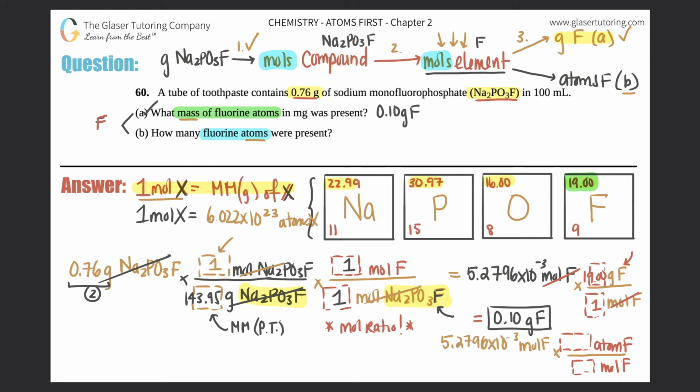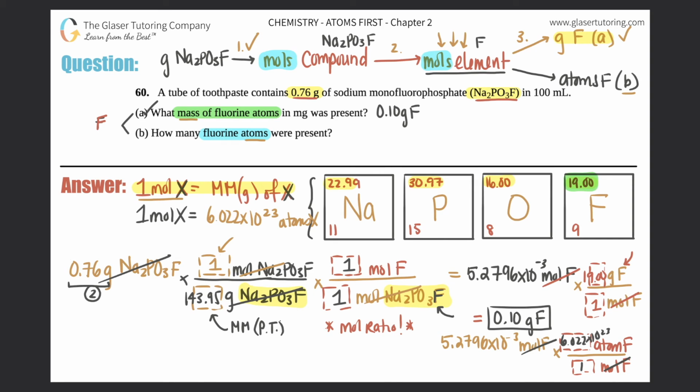And the anything represents, in this case, only elements because we say atom. If we wanted compounds, we would say molecules. But I'm going to say 1 mole of fluorine is 6.022 times 10 to the 23rd atoms of fluorine. Cancel out moles of fluorine, and now you just have your number. So 5.2796 times 10 to the negative 3 times 6.022 times 10 to the 23rd.